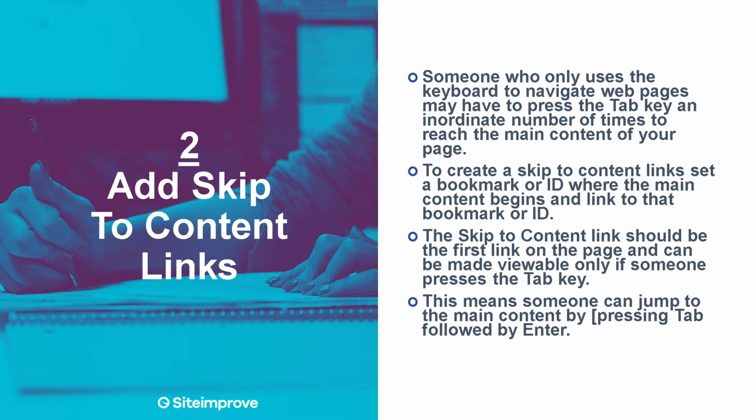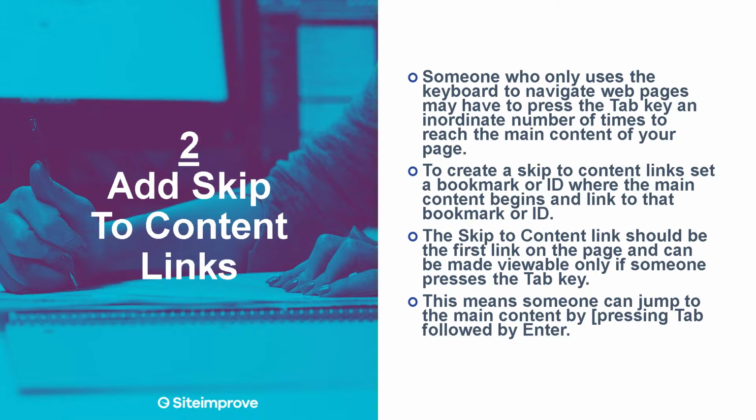Number 2, add skip to main content links. Someone who only uses the keyboard to navigate web pages may have to press the tab key a whole lot of times in order to get to the main content on your page if you don't have a skip link. I have found this to be true. I've tried tabbing to the main content of some pages and had to press tab 50 to 60 times. Whereas if you can just see it, you can just go whoop, right down to it. So the skip to main content link is pretty cool.